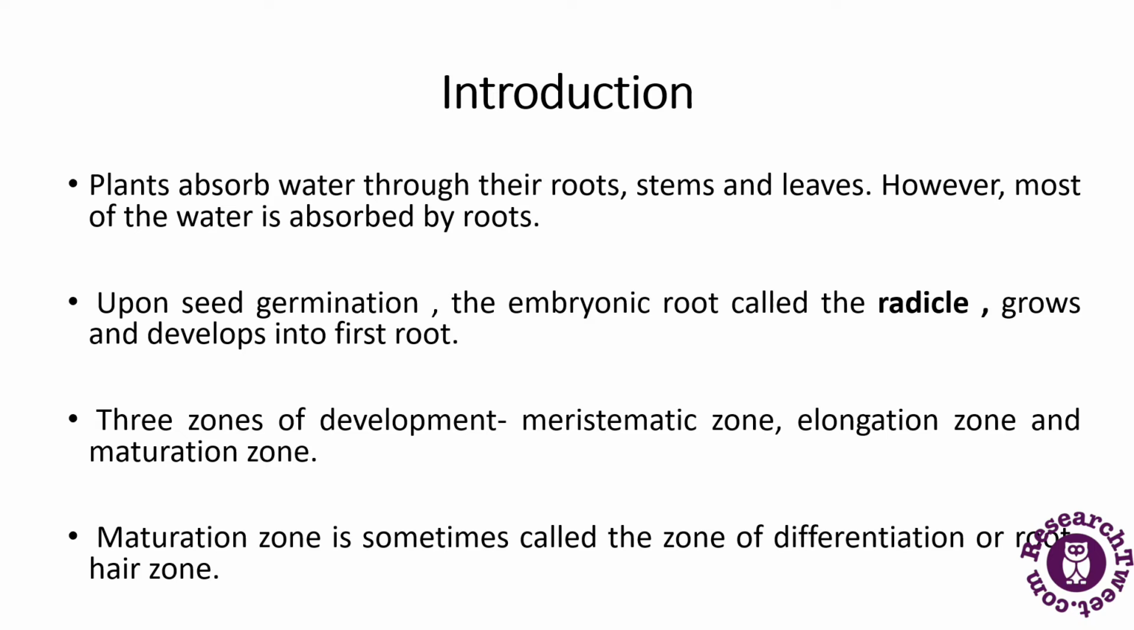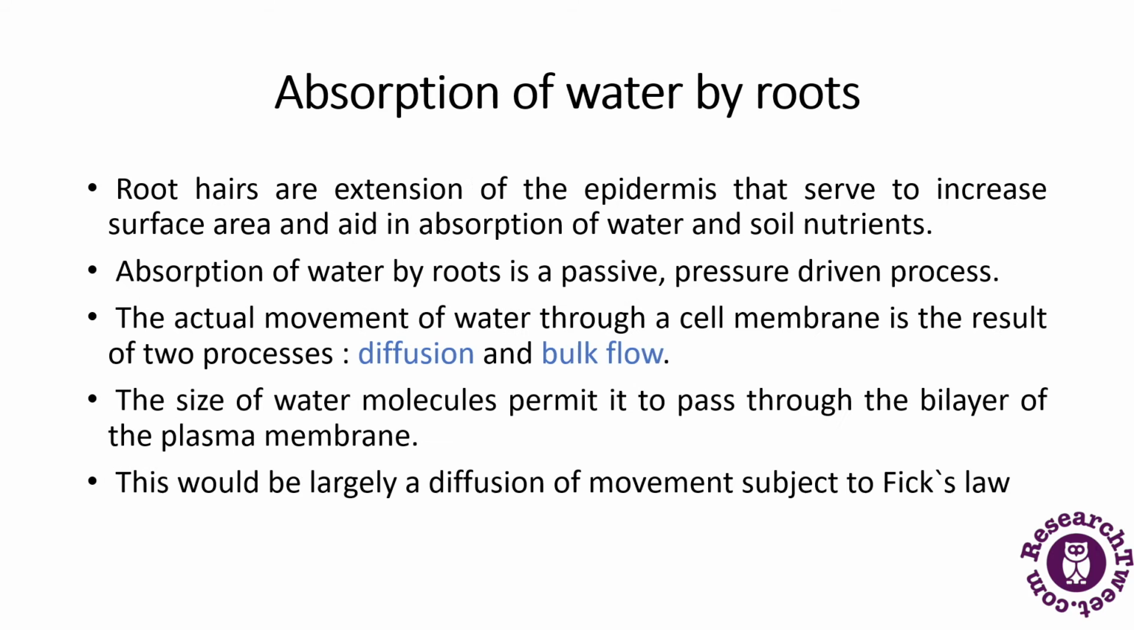There are three zones of development. First is the meristematic zone, then the elongation zone, and then the maturation zone. These are all the zones which help in the development and growth of the plant. The maturation zone is also called the zone of differentiation or root hair zone. This is the last stage, in which the seed has grown into a small plant. So this is the maturation stage or maturation zone.